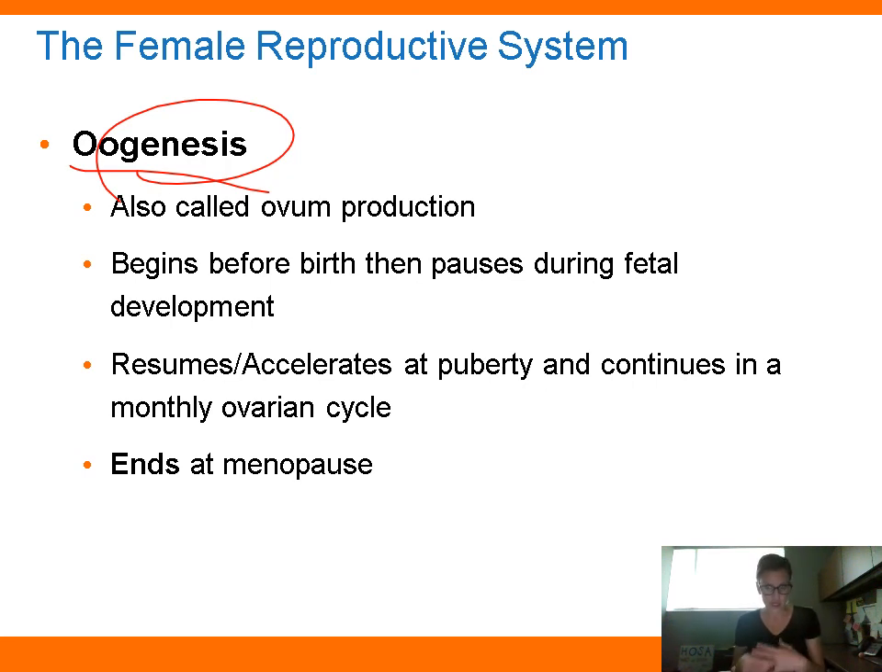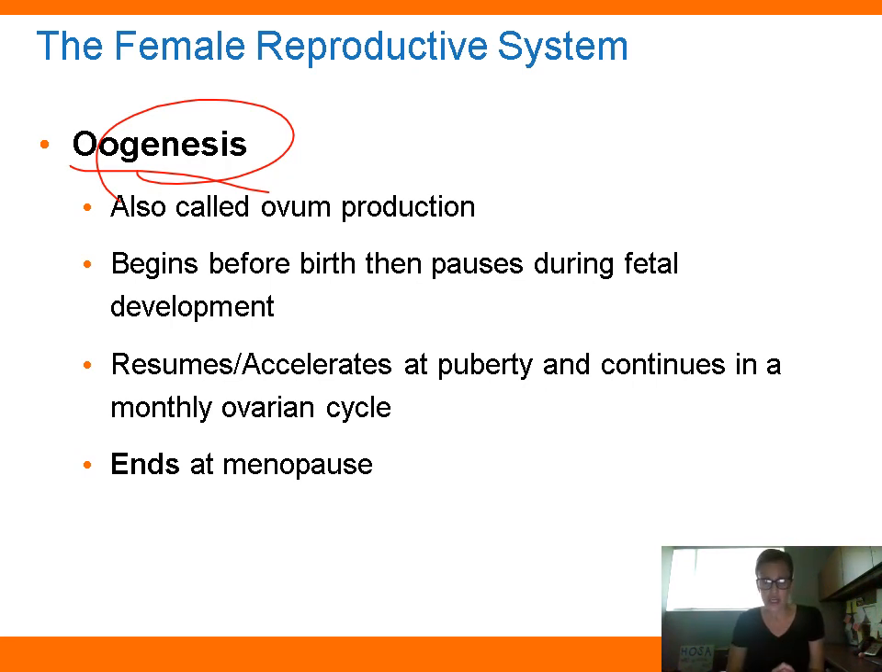Oogenesis, or egg production, is very different from the sperm production that we saw in the male reproductive system. Remember that sperm production starts at puberty, and once the male starts producing sperm, they continuously produce sperm just around the clock, pretty much through life. And even a very old gentleman still is producing some sperm. Sperm production is relatively quick, just continuously making more sperm and then getting rid of them. The production of the egg is just different in a lot of different ways.